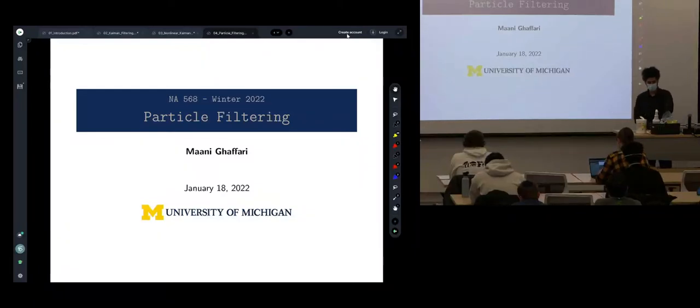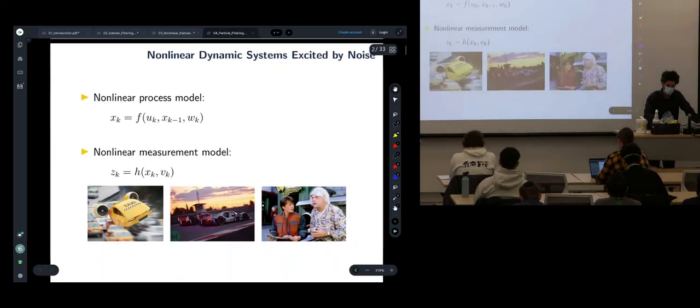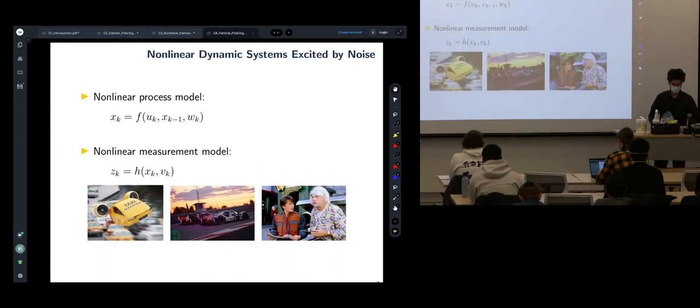In this lecture, we're going to talk about particle filtering. Particle filtering is the second idea under linearization or uncertainty propagation methods that we explored. In particular, we're talking about a class of nonlinear processes and measurement models. Together, they form nonlinear systems. These systems are ubiquitous. They're everywhere.